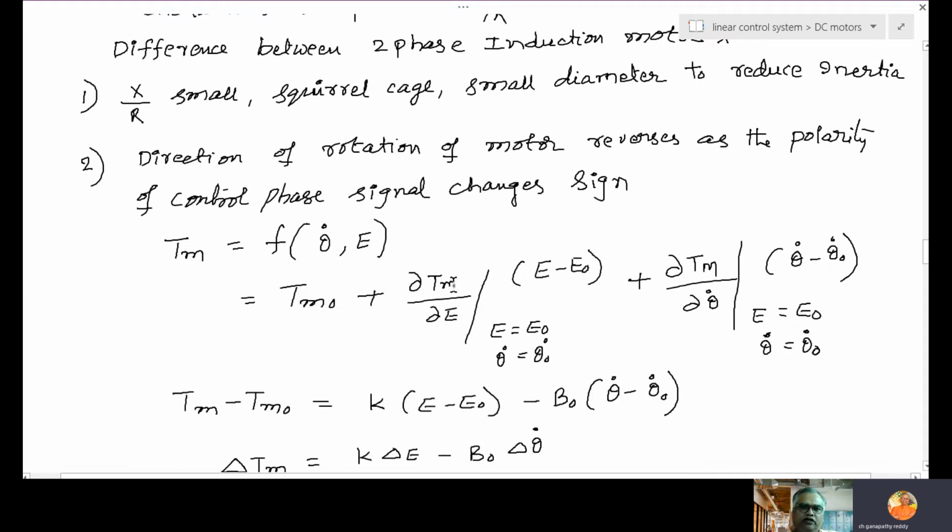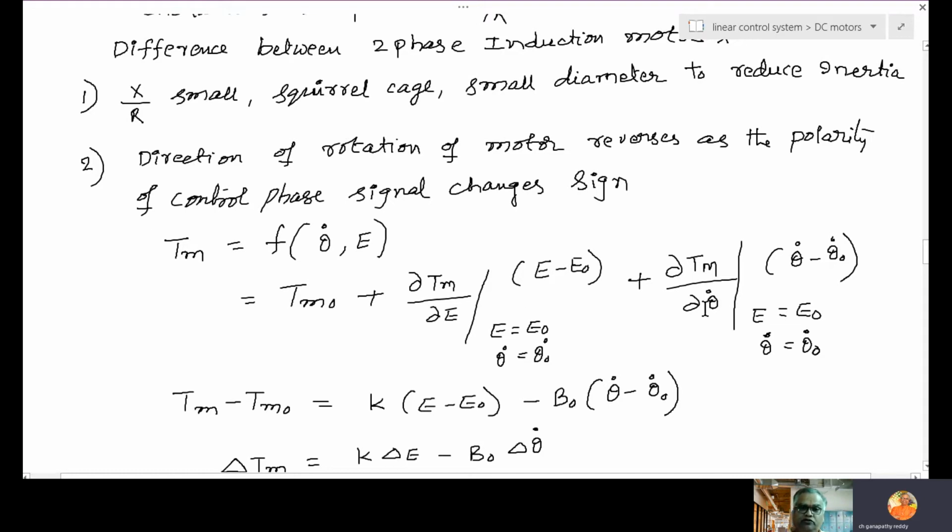dou Tm by dou E at E equal to E naught, it's a normal speed, normal reference condition. So theta dot is theta naught dot, E equal to E naught, then E minus E naught. E naught is a reference, so that is the change. When E is changing, torque changes. When this is changing, again torque also changes. So torque because of theta dot.